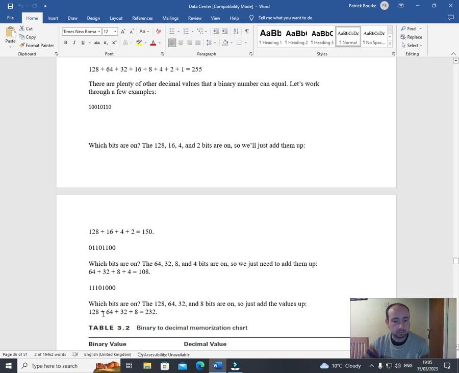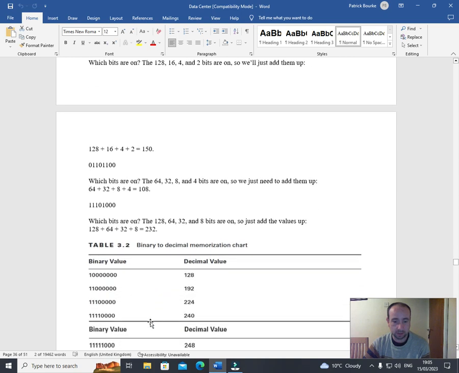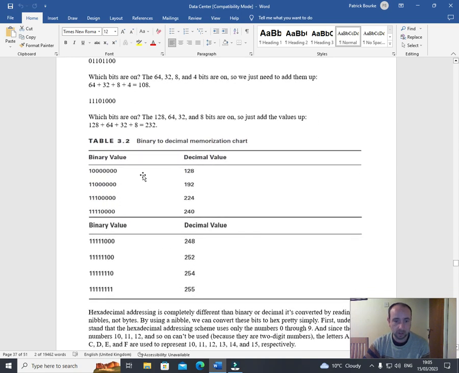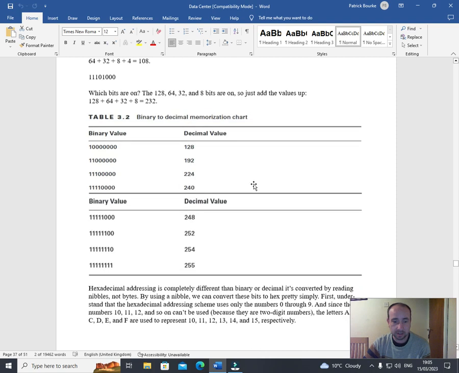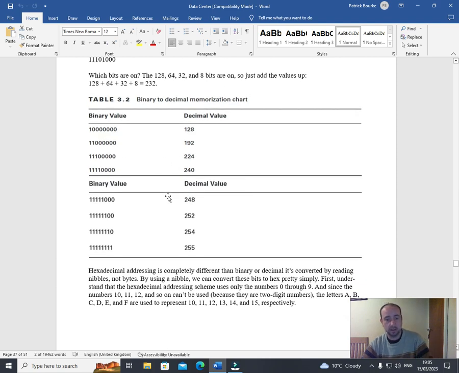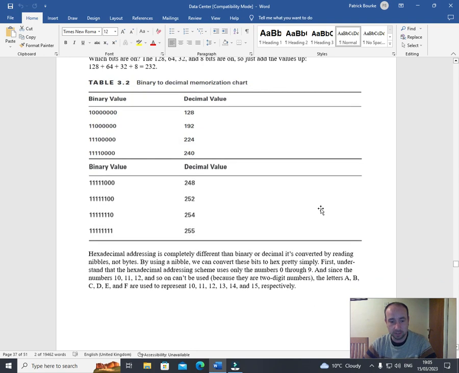11101000. Which bits are on? The 128, 64, 32 and 8 bits are on, so we just add up the values. 128 plus 64 plus 32 plus 8 equals 232. So here's a binary to decimal memorization chart. You can have a quick look at that there. I'm not going to read through all of it.